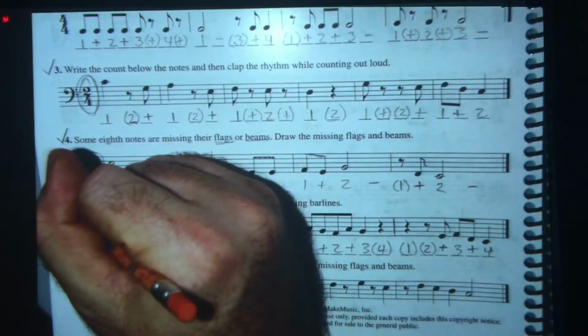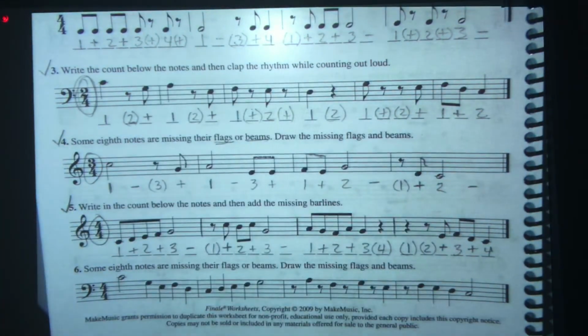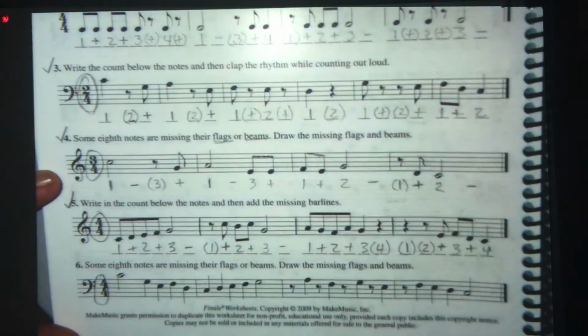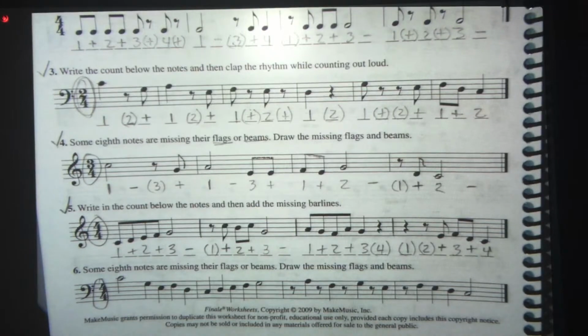I hope you were clapping and counting along and reading the music from left to right. Number 6, some eighth notes are missing their flags or beams. Draw the missing flags and beams. So pretty much like number 4 above, but we're in 4-4 time, and we're in bass clef. Bass clef really doesn't have anything to do with it, but we do need to complete the measures.